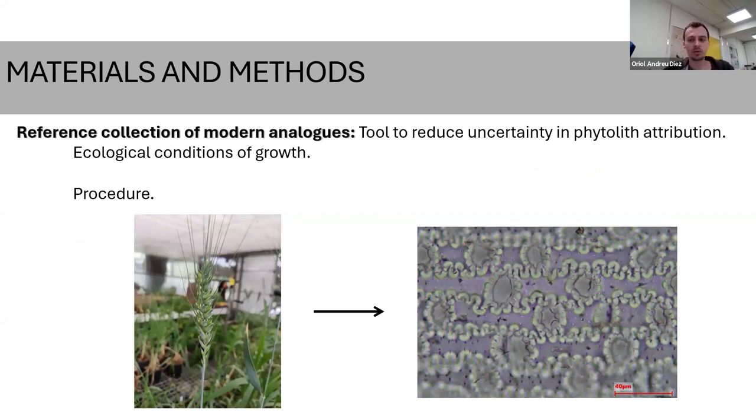When I say phytolith production, I mean if they are produced or not, in which quantities, which morphologies, which type of morphology, and in which places of the plant. It's the whole package of everything.